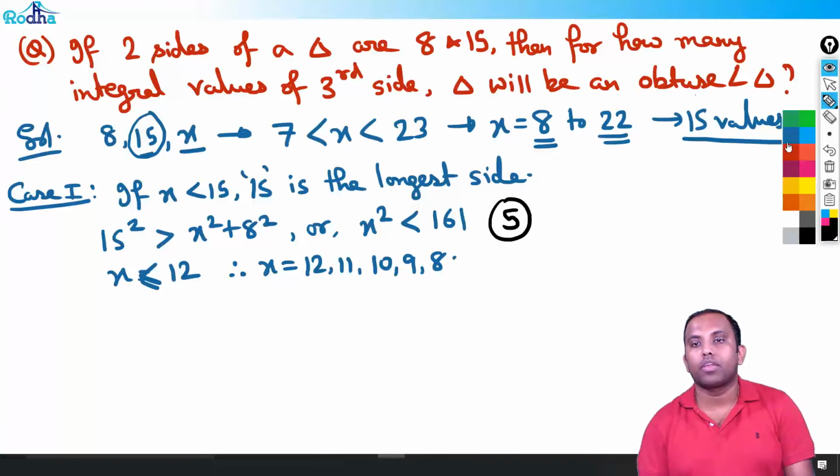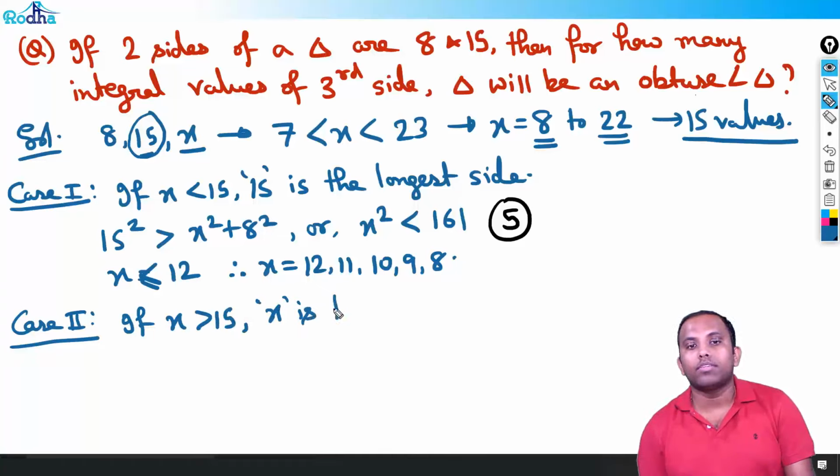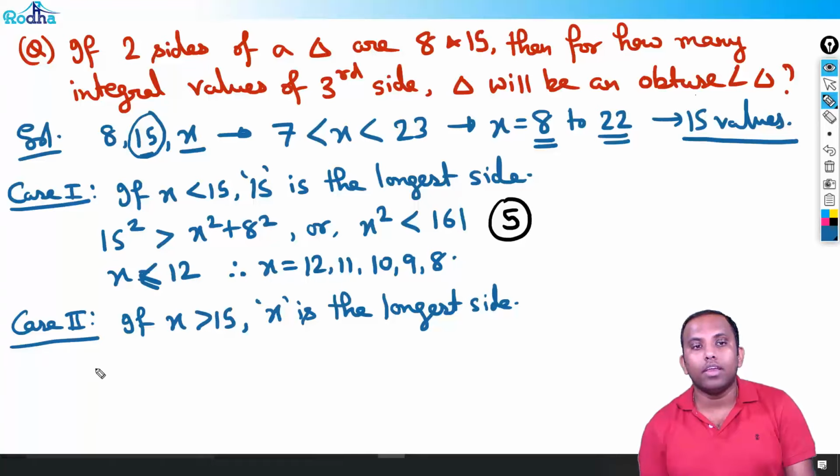Now, case 2. If x is greater than 15, then x is the longest side now, because the two other sides are 8 and 15. So if x is the longest side, x square is greater than 8 square plus 15 square. That means x square is greater than 289. What is 289? 17 square. That means x square is greater than 17 square.